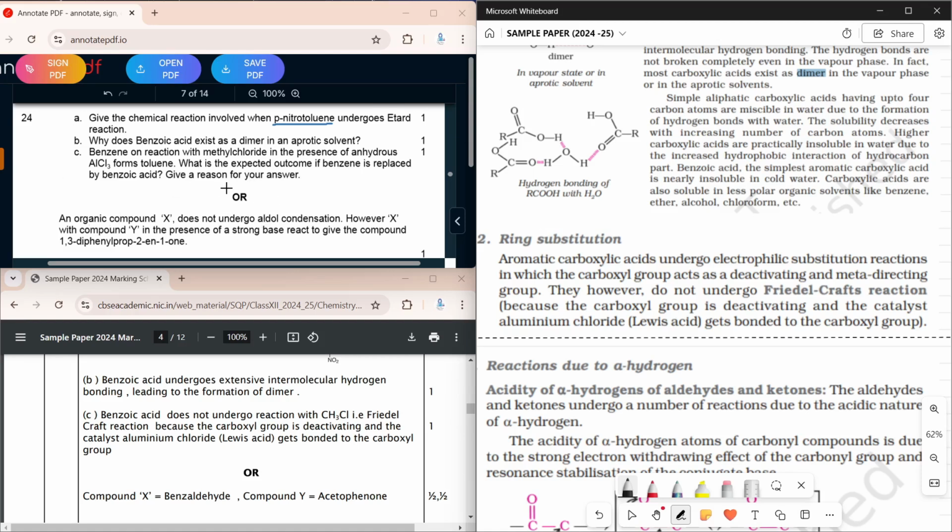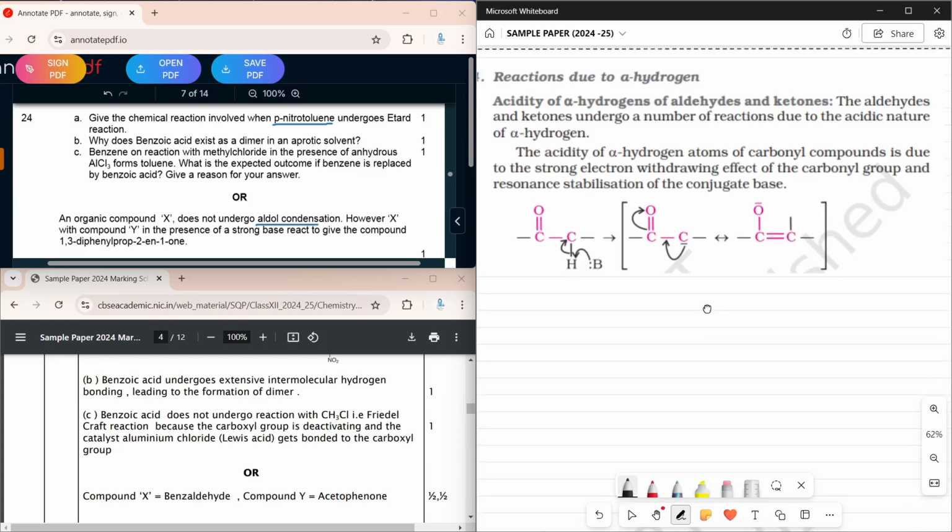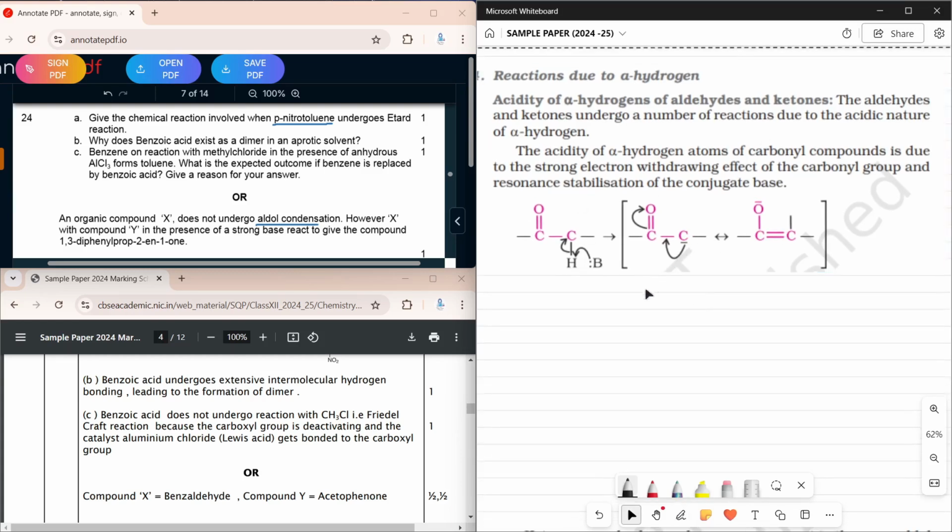Okay, this particular question has an internal choice. An organic compound X does not undergo aldol condensation. However, X with compound Y in the presence of a strong base reacts to give the compound 1,3-diphenylprop-2-en-1-one. The first thing you realize here is that X is not undergoing aldol condensation, another named reaction. An aldol condensation is between two carbonyl groups, right? So we need to figure out what X and Y are.